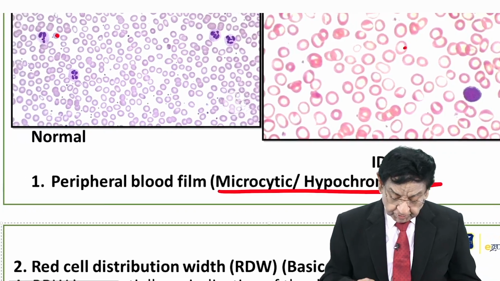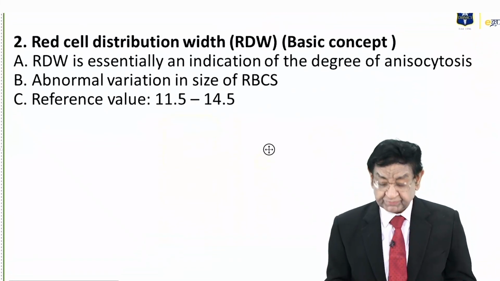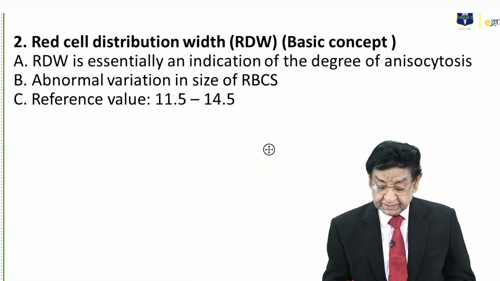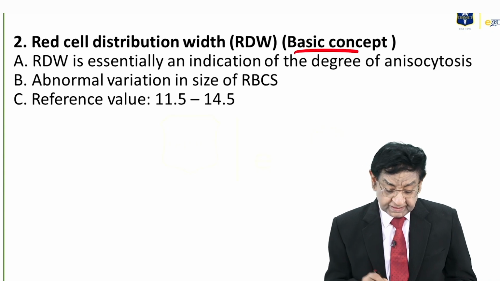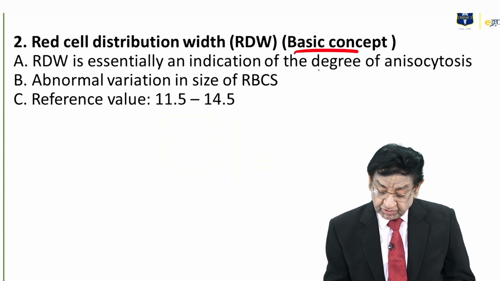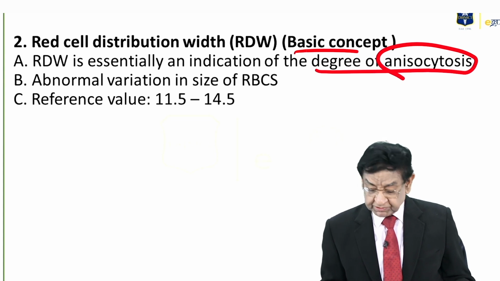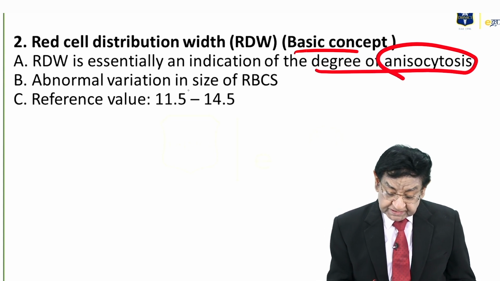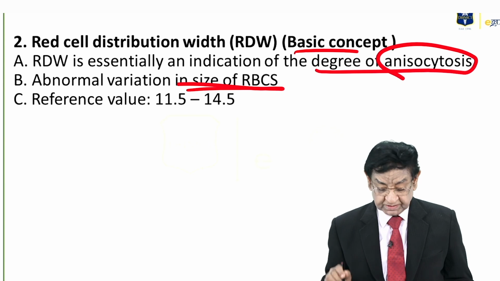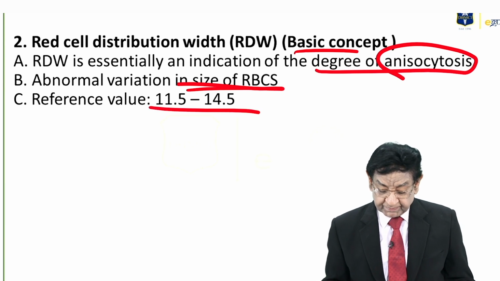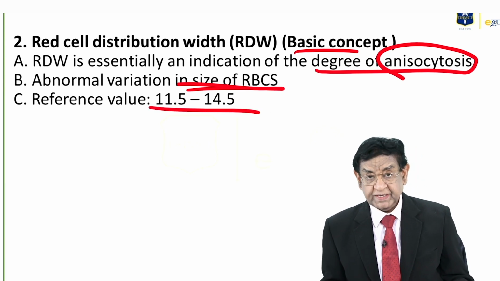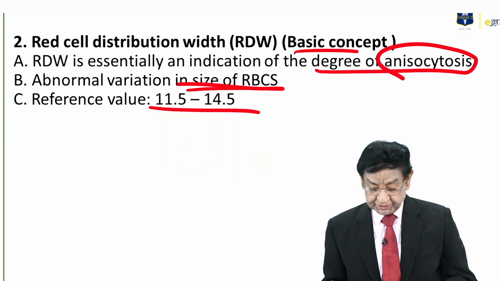After that, we talk about red cell distribution width, what we call RDW. Let's learn the basic concept. RDW is essentially an indication of the degree of anisocytosis. Anisocytosis means variation in size of RBCs. The normal reference range is 11.5 to 14.5, but you will never understand unless I show you this picture.